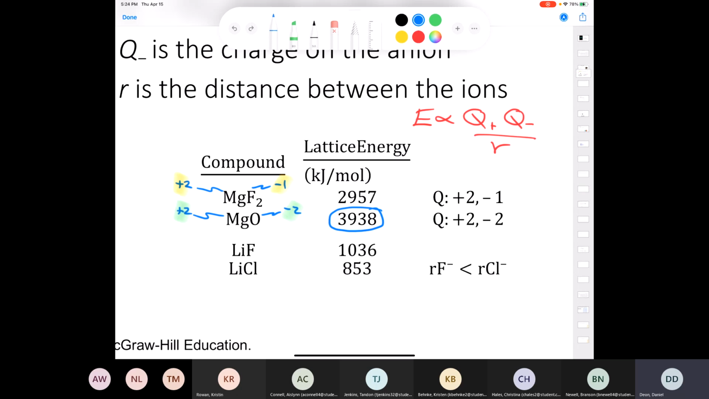Now, if we look at this example over here, we have lithium fluoride and lithium chloride. It doesn't matter, the lithiums are always +1. Fluoride and chloride are both halogens, so they're going to be -1. And so we can't use the product of Q for the cation and the anion to rationalize the difference in lattice energy. But we see that lithium fluoride has a higher lattice energy.